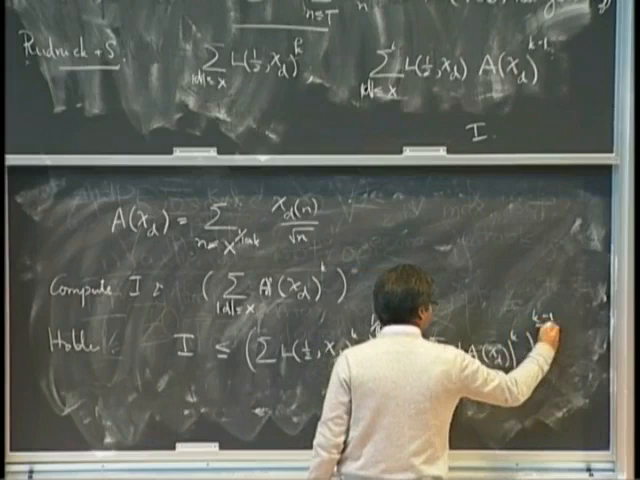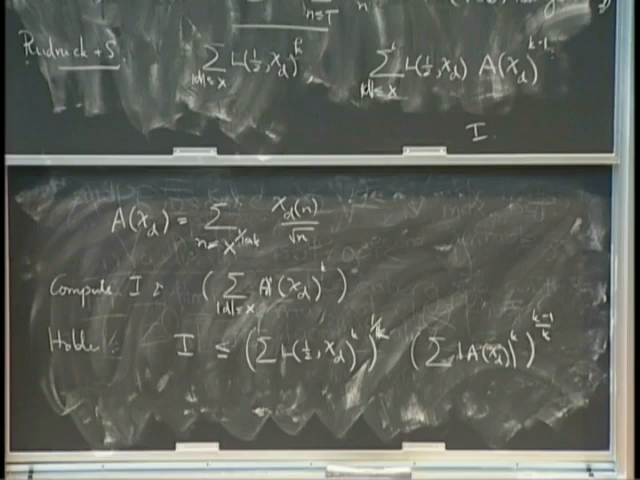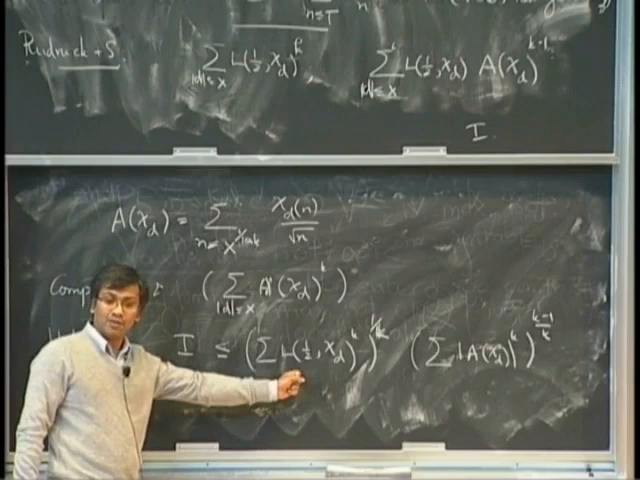Minus 1 over k. And it turns out that there's no loss in this method. Apart from constants, it actually recovers the right lower bound for the kth moment of this.